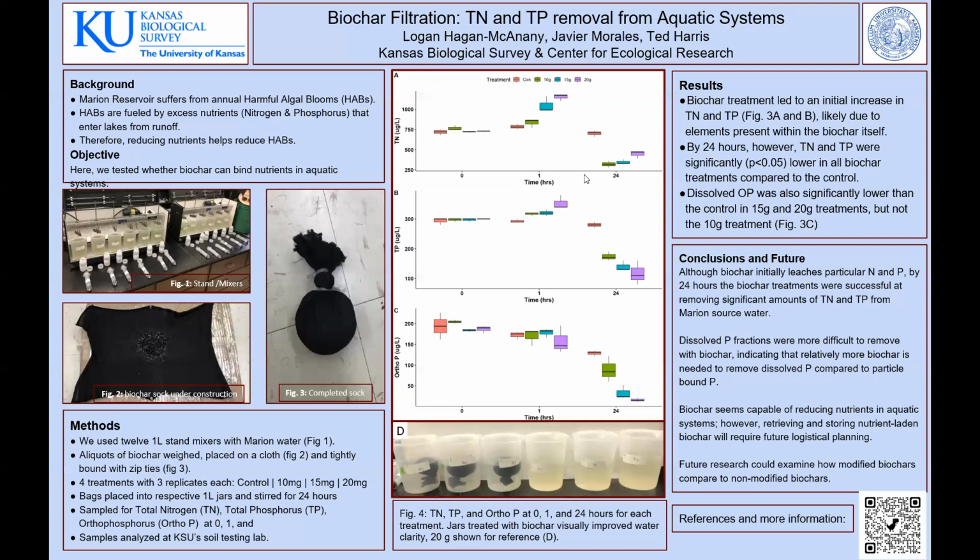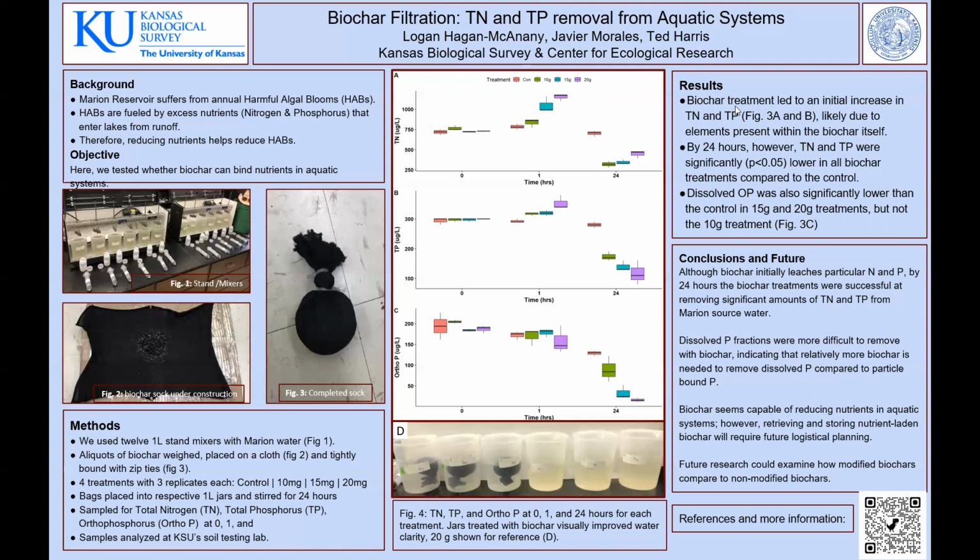Over here, you can see a chart with the total nitrogen, total phosphorus, and ortho-P at 0 hours, 1 hour, and 24 hours, respectively. You'll notice something here is that the 1 hour mark for each of these treatments, for TN and TP at least, shows a higher concentration of TN, TP than the 0 mark did. This is likely due to elements that were present within the biochar itself.